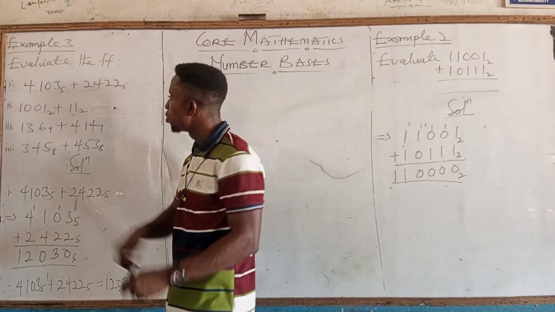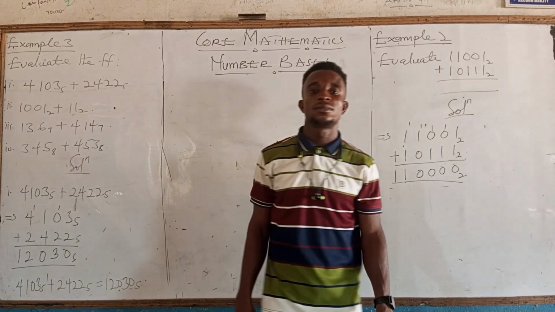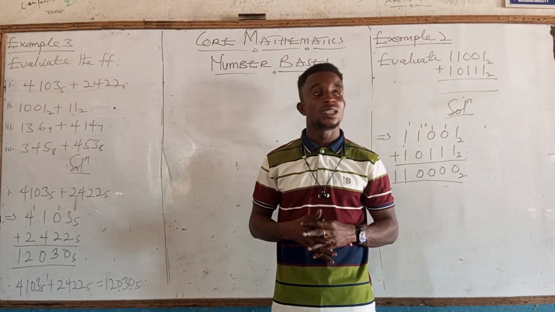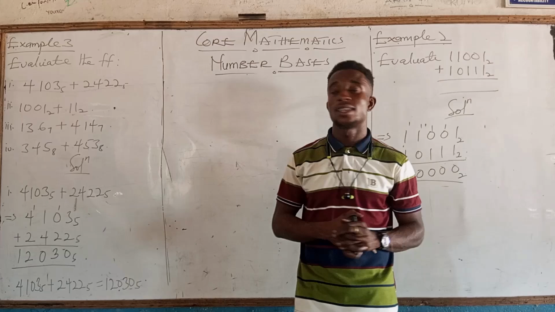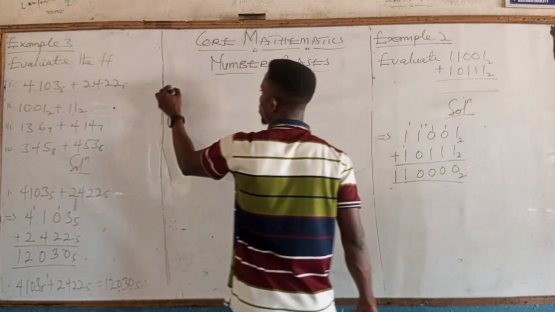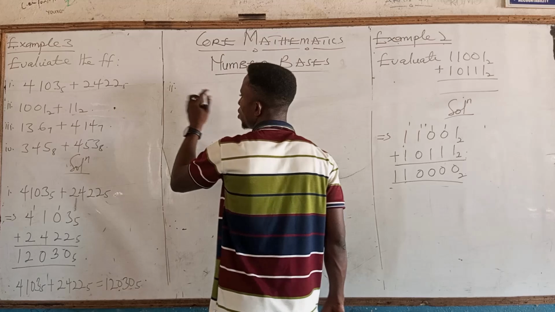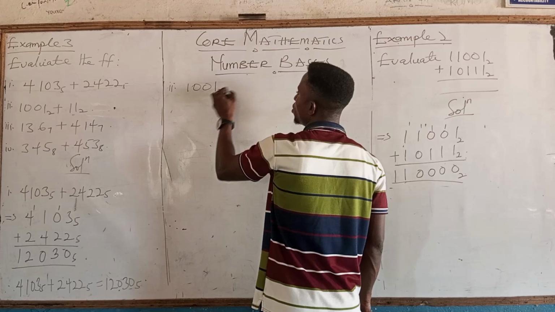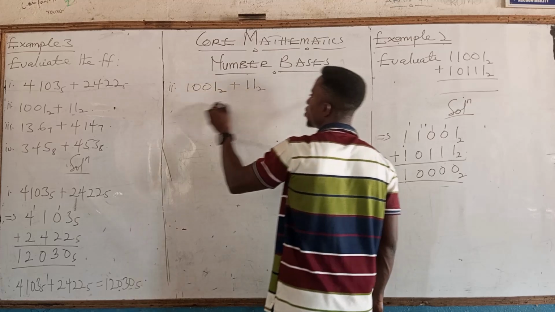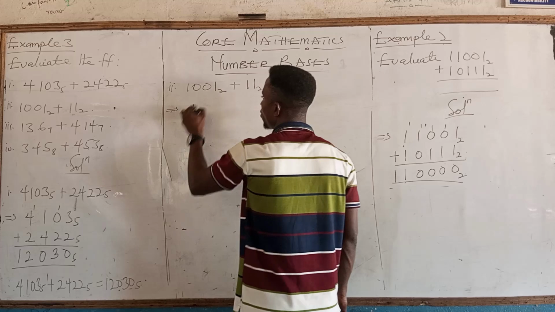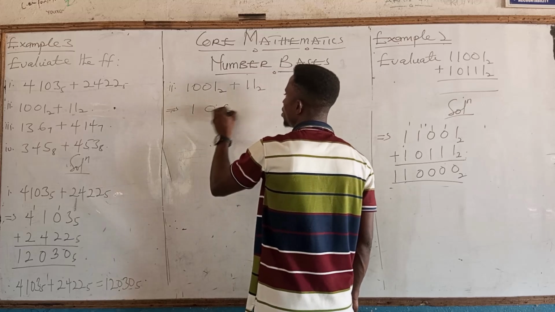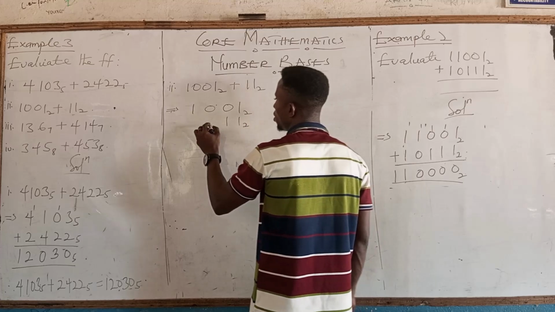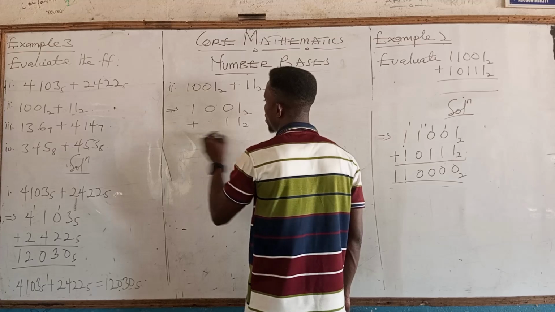Okay, now I want you to try the second one for me. So you can pause the video, then you try the second one, then you compare with what we are going to do right now. Are we getting that? Okay. So Roman numeral 2, that is 1001 base 2 plus 11 base 2. And this implies I have 1001 base 2 plus 11 base 2. Then you can put your plus here.